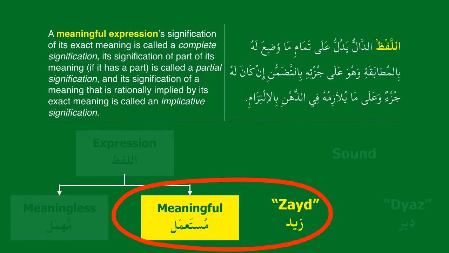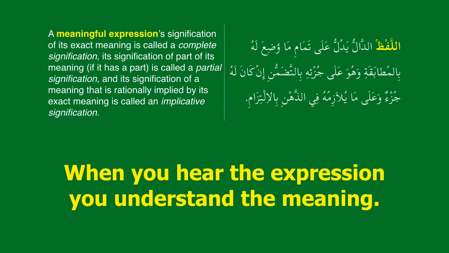What does it mean for an expression to signify a meaning? The logicians say that it means that when you hear the expression, you understand the meaning. So what it means for the expression Zaid to signify the meaning of the concept that represents the specific individual called Zaid is that when you hear the word Zaid, when you hear the sound Zaid, this concept comes to your mind. You understand this meaning from the expression.